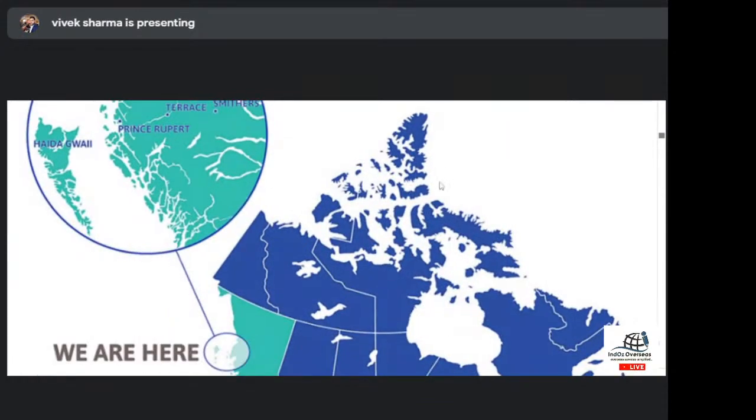So this is the map of Canada. As you can see, this is the British Columbia province and we are located here in the northwest region. We have a total of 7 campuses in this location, but out of 7, we offer 3 campuses to international students. These 3 campuses, shown here in the magnifying map, are Terrace, Prince Rupert and Smithers. These campuses are closely interconnected. It takes a 1.5-hour drive to reach Prince Rupert from Terrace and the same 1.5-hour drive from Terrace to reach Smithers.